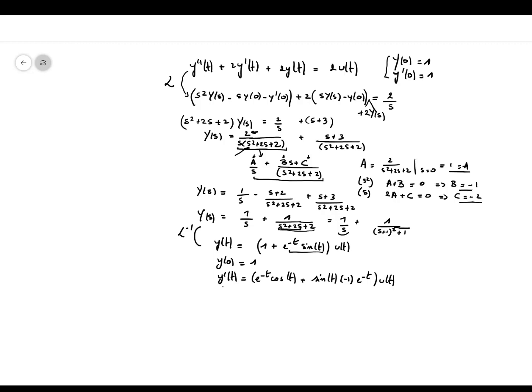So now we can evaluate at time t equal 0. This one will not contribute at time t equals 0 because of the sine, and the first term here will give us a 1. Okay, so now we are happy because our solution meets the initial conditions.